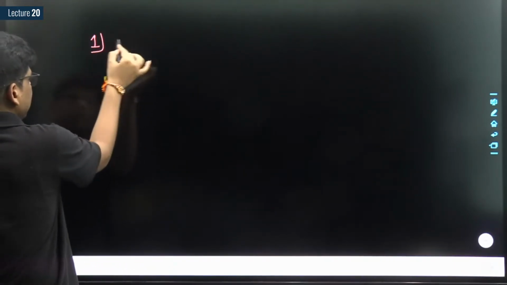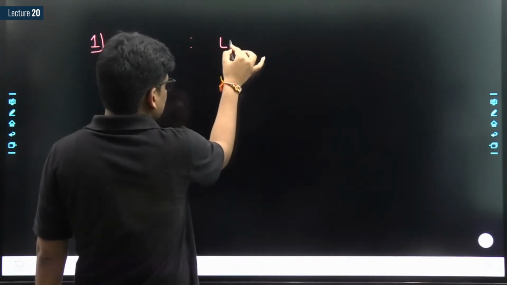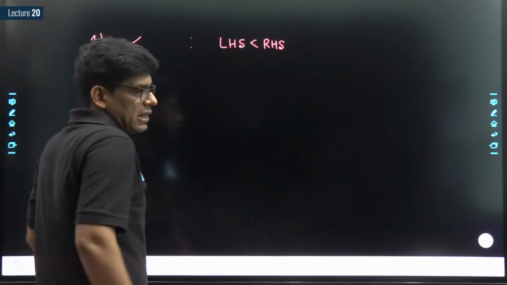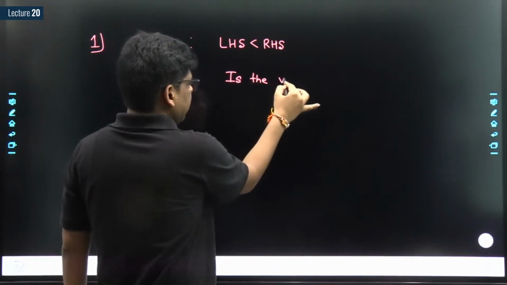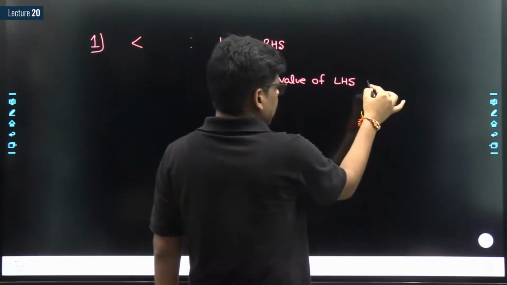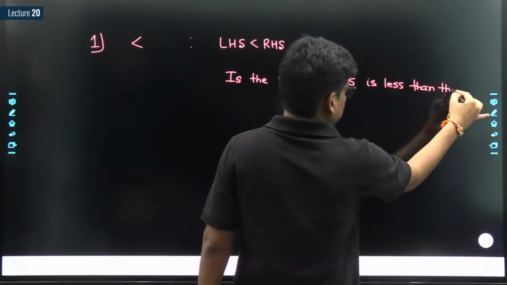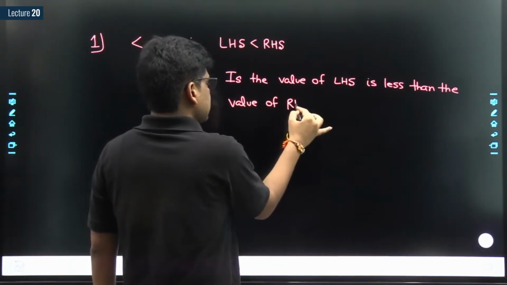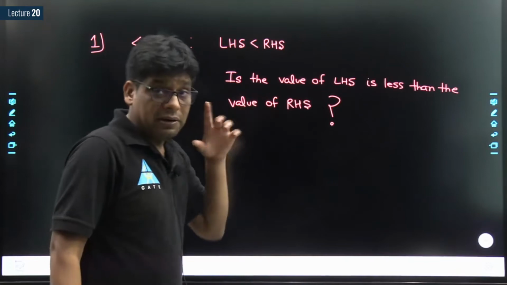First relational operator is less than. Sir, what is the general syntax? LHS less than RHS. If I ask you this, basically what we are asking is whether the value of LHS is less than the value of RHS. We are interested in such a question. Is it a question mark? Yes, it is a question mark.